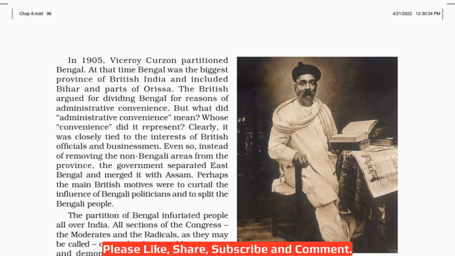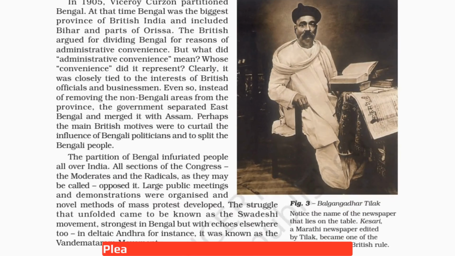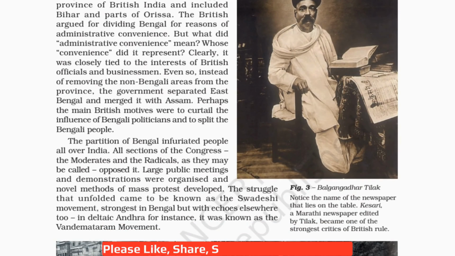Clearly, it was closely tied to the interests of the British officials and businessmen. Okay, now this was only convenient for whom? For the Britishers. Even so, instead of removing the non-Bengali areas from the province, the government separated East Bengal and merged it with Assam. Perhaps the main British motives were to curtail the influence of Bengali politicians and to split the Bengali people. Okay, so the main motive of this separation was to split the Bengali people.